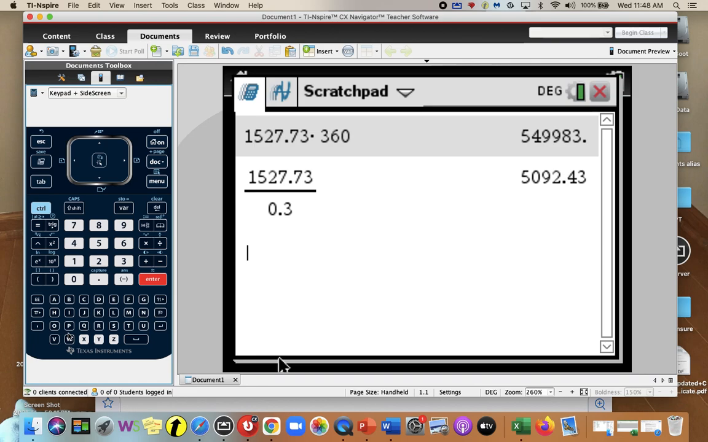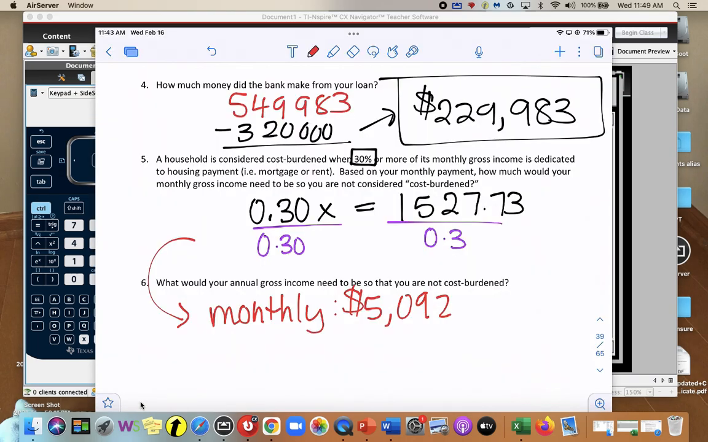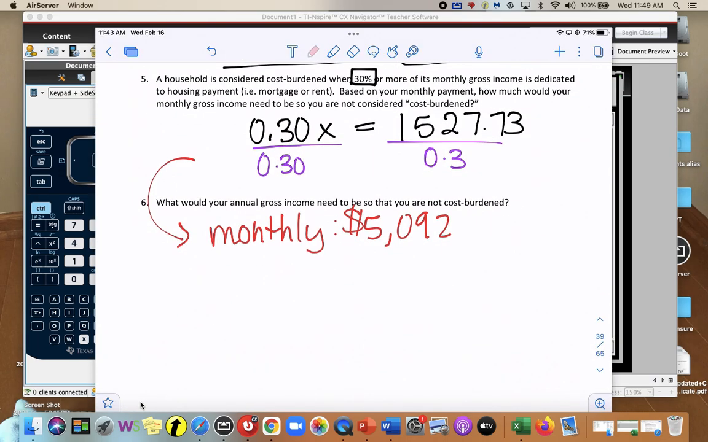$5,092.43 so that you're not cost burdened, so you can afford your house plus other things to have a good lifestyle. What would your annual gross income be? So what's your annual salary?